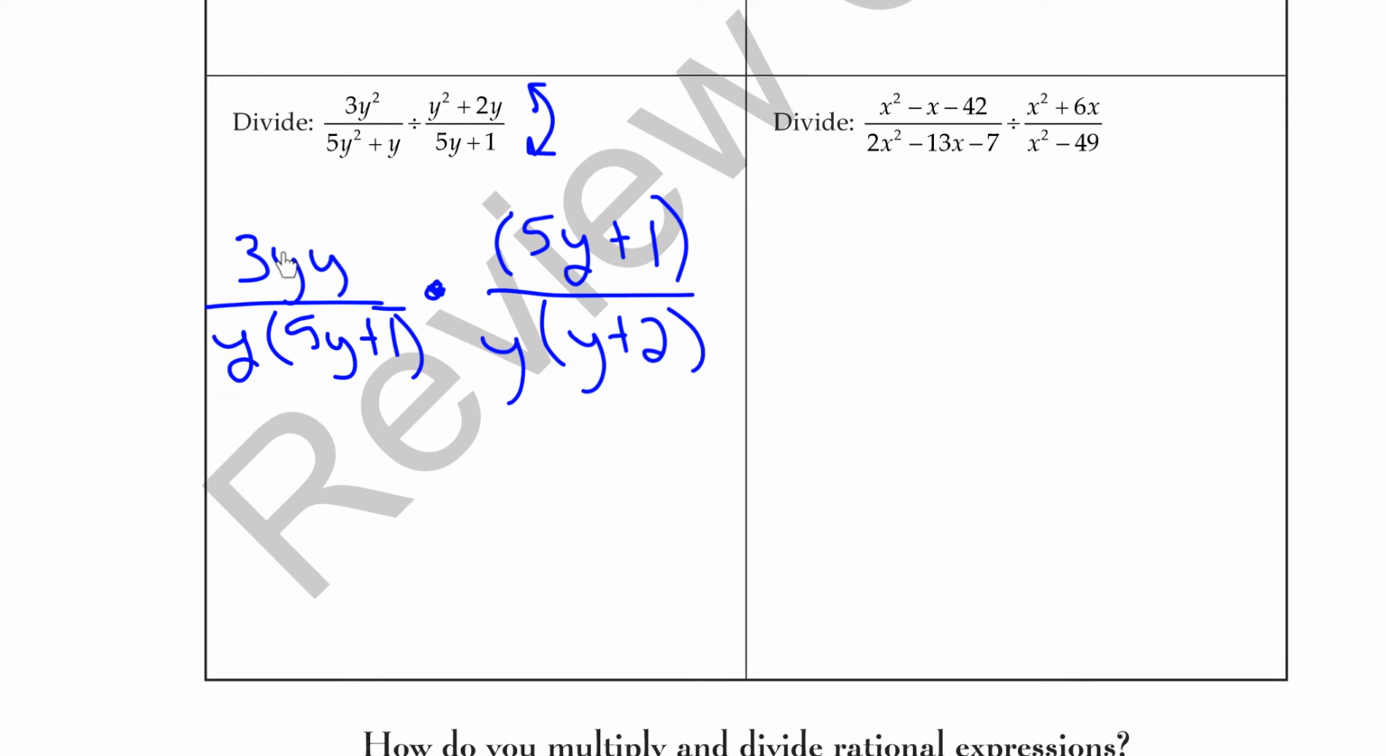Now, what do we have going on here? These y's are factors. This y is a factor, and so is this one. So if you remember, I told you could cancel either vertically or diagonally, and it looks like these two y's are each going to cancel with these, because these can cancel vertically and these can cancel diagonally. So let's cancel those y's off. It also looks like 5y plus 1 is going to cancel diagonally like this. So we're left with in the numerator a 3, and in the denominator, just y plus 2 from here.